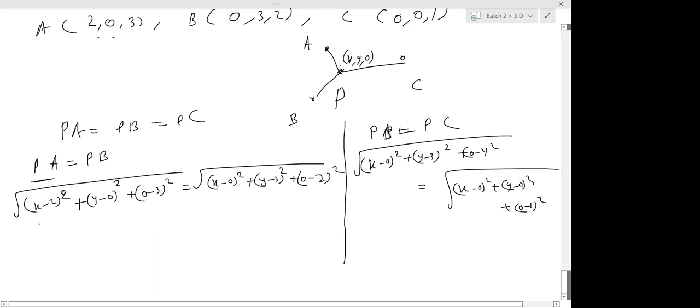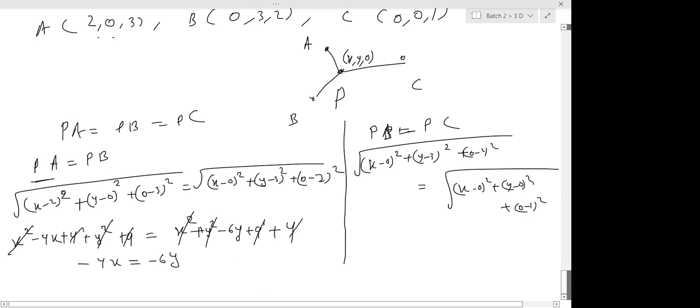Squaring both sides, I'll have x square minus 4x plus 4 plus y square plus 9 equals x square plus y square minus 6y plus 9 plus 4. So this 9 and 9 is cancelled, this 4 and 4 is cancelled, x square and y square are cancelled. So what do we have here? Minus 4x equals minus 6y. So x equals 3 upon 2 y.